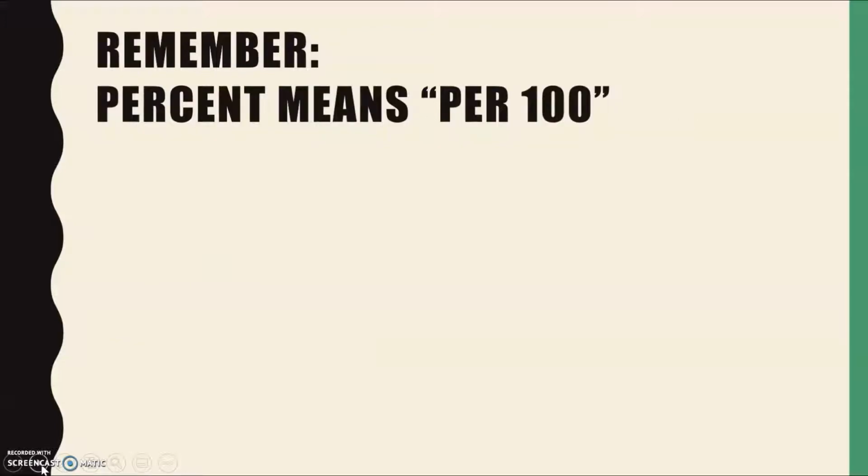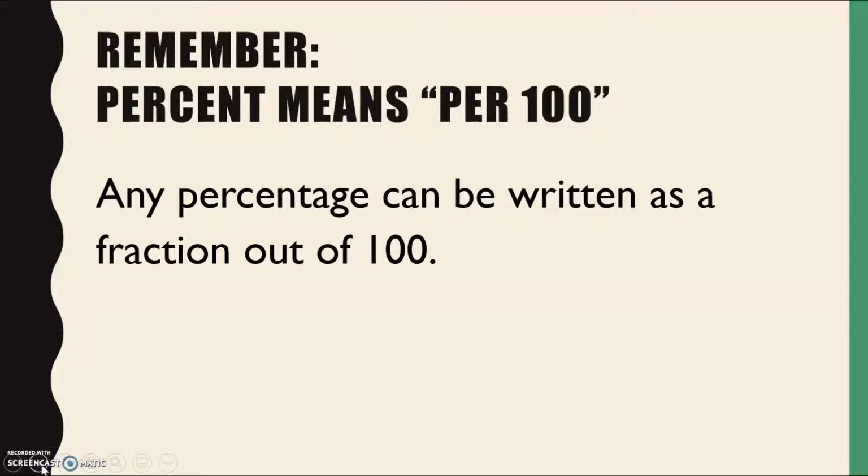So a recap from last time: percent just means per 100. So any percentage can be written as a fraction out of 100. And the example we had last time was 37%. It's just 37 out of 100.